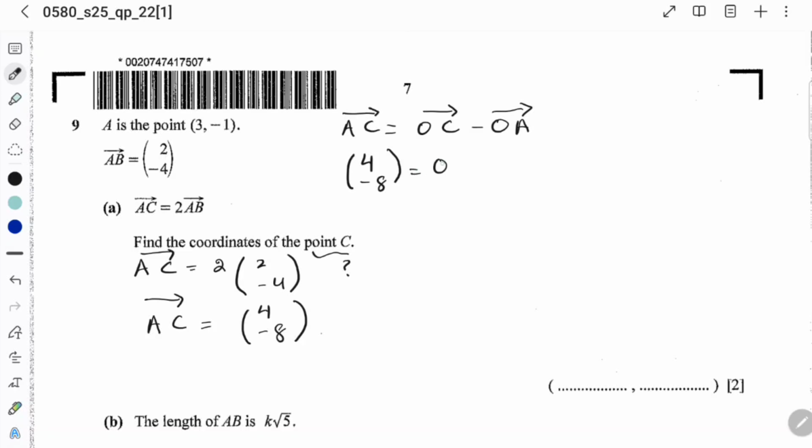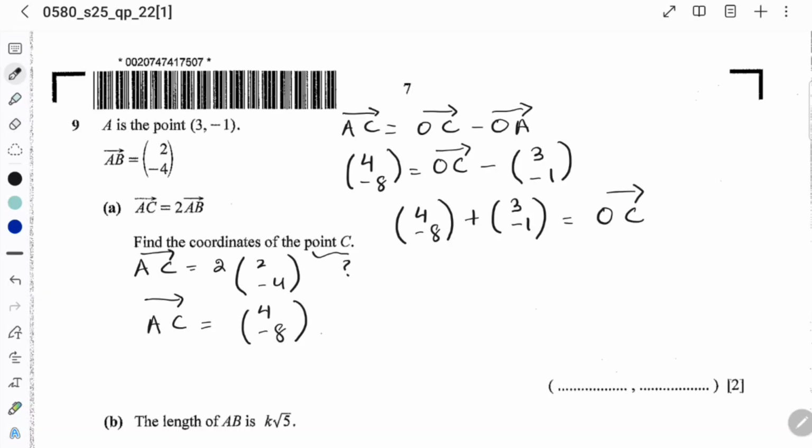and we need to find out the coordinate of C, which is the question here, but we know the coordinate of A, which is (3, -1). It is subtracting, so it will add to the other side. It means that (4, -8) plus (3, -1) is equal to OC, or the coordinate C. Now 4 plus 3 is equal to 7, and minus 8 minus 1 will become minus 9, which is equal to OC. So the coordinate of C is (7, -9).